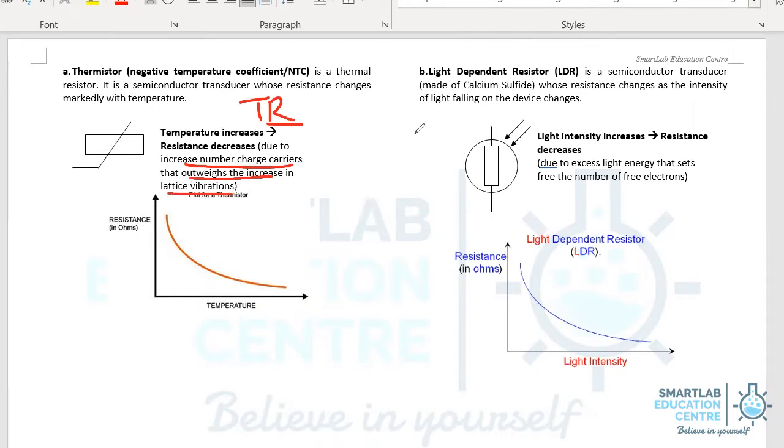Next, we look at the LDR. When the light intensity increases, the resistance will also reduce. So in this case, with the excess light, there will be a significant increase in the number of free electrons or charge carriers. That will help to explain why the resistance decreases when the light intensity increases.